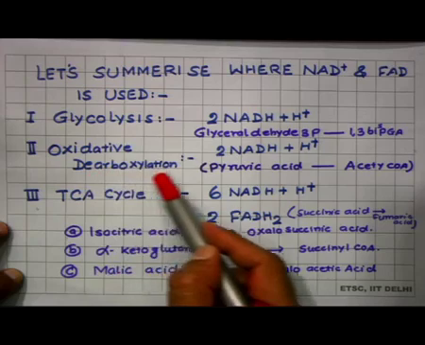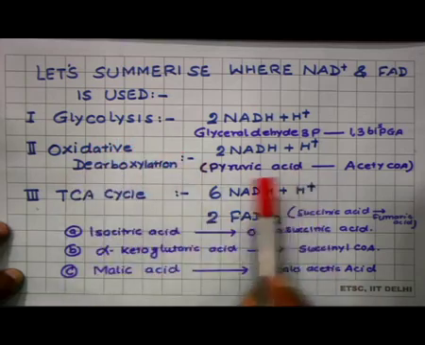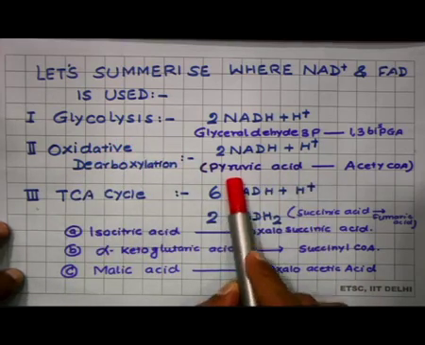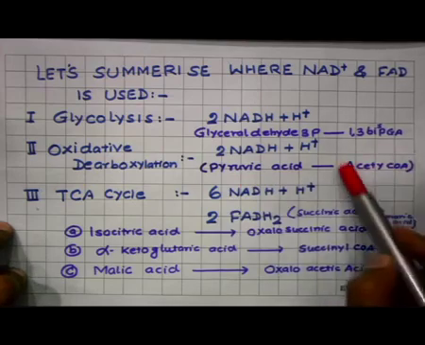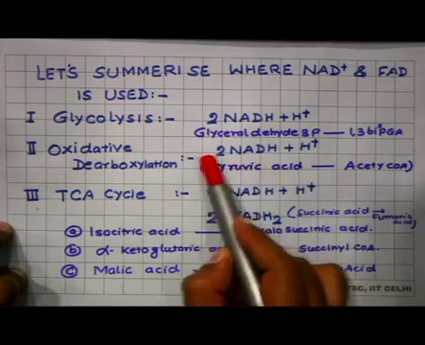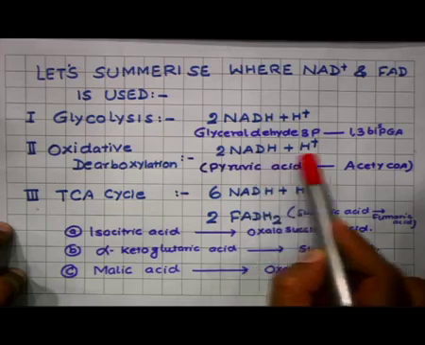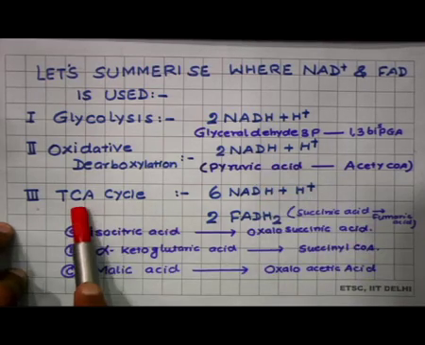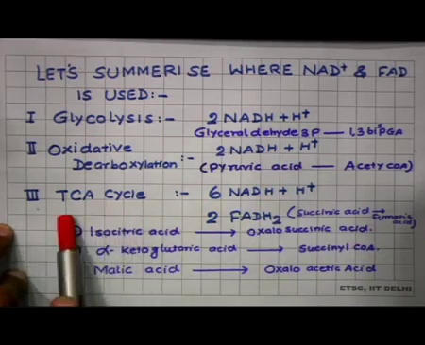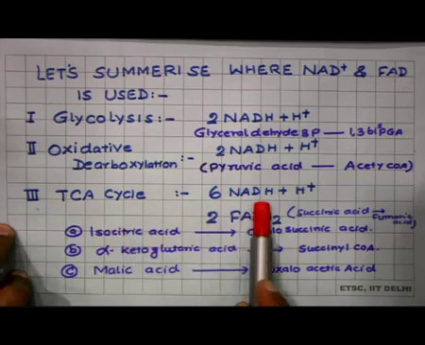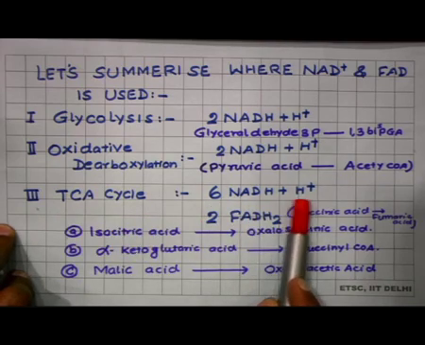In oxidative decarboxylation, where pyruvic acid is transferred to the Krebs cycle or the mitochondria, pyruvic acid forms acyl coenzyme A and forms 2 NADH plus H plus. In the TCA cycle or Krebs cycle, 6 NADH plus H plus are formed.